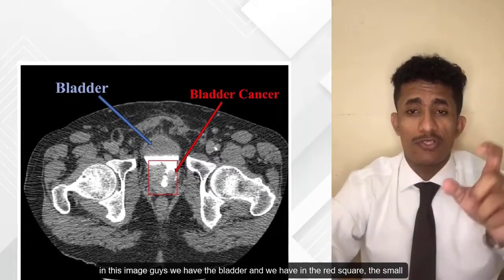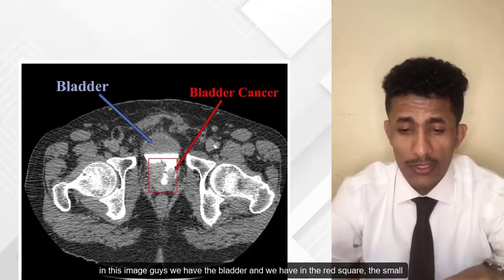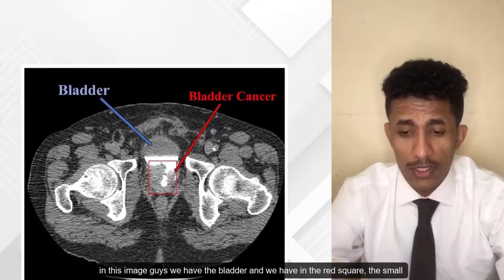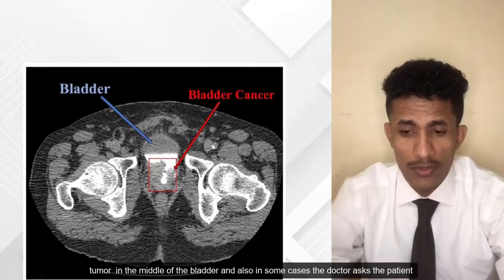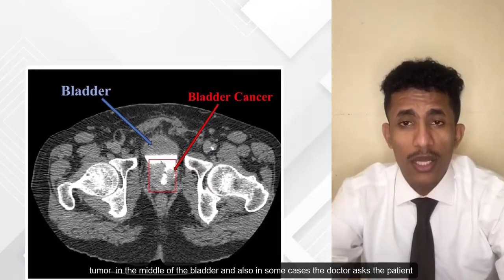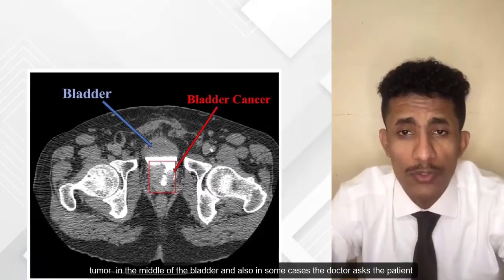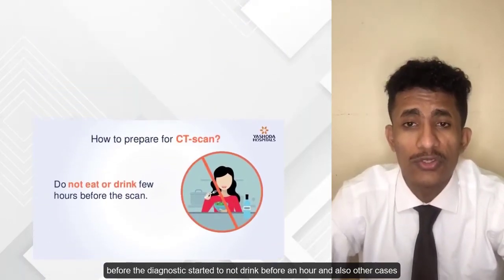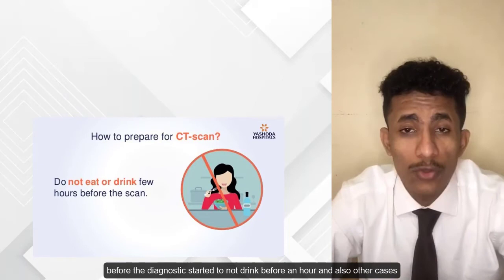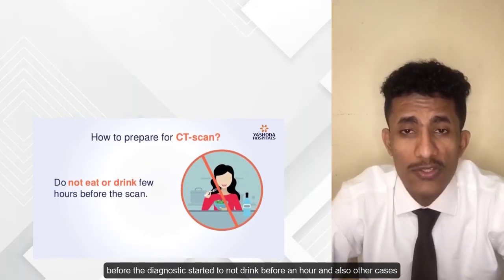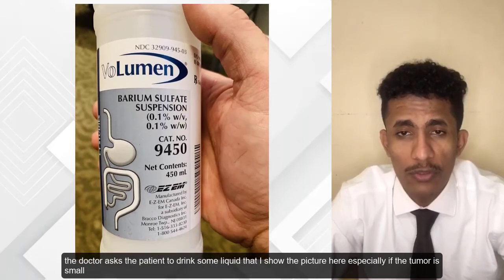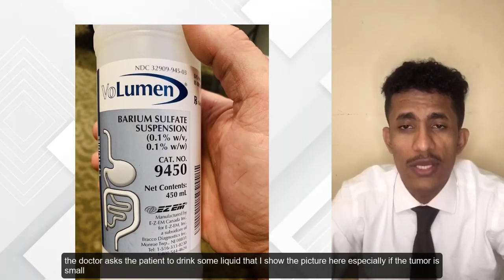Here, guys, is the picture of the diagnosis of the bladder tumor by using CT scan. As we see in this picture, we have the bladder, and in the red square we have the small tumor in the middle of the bladder. Also, in some cases, the doctor may ask the patient before the diagnosis starts to not drink water for an hour, and in other cases may ask the patient to drink some liquid that would show the picture more clearly, especially if the tumor is small.